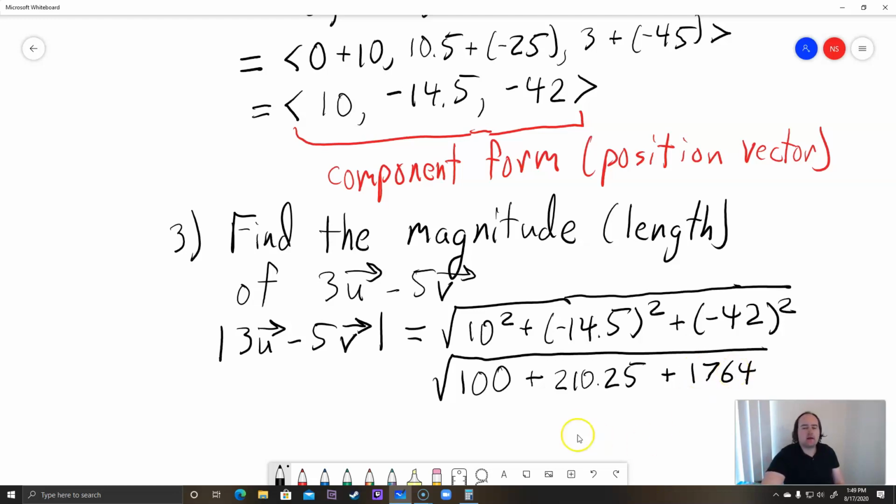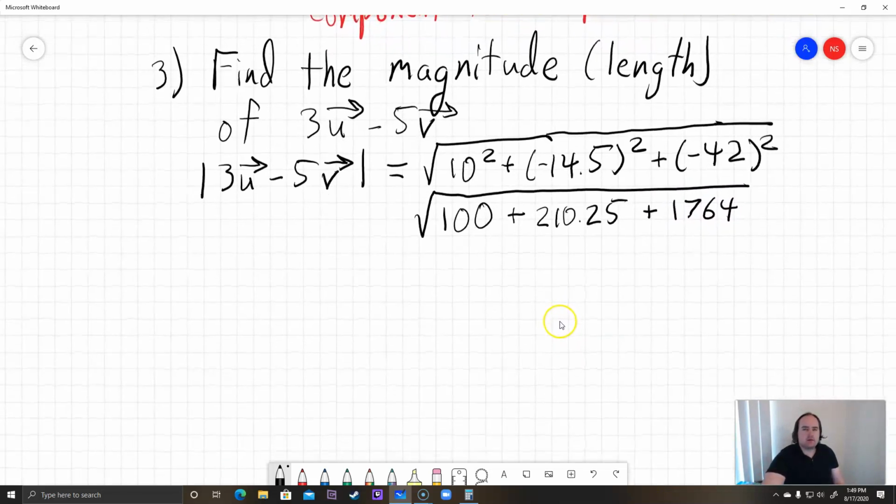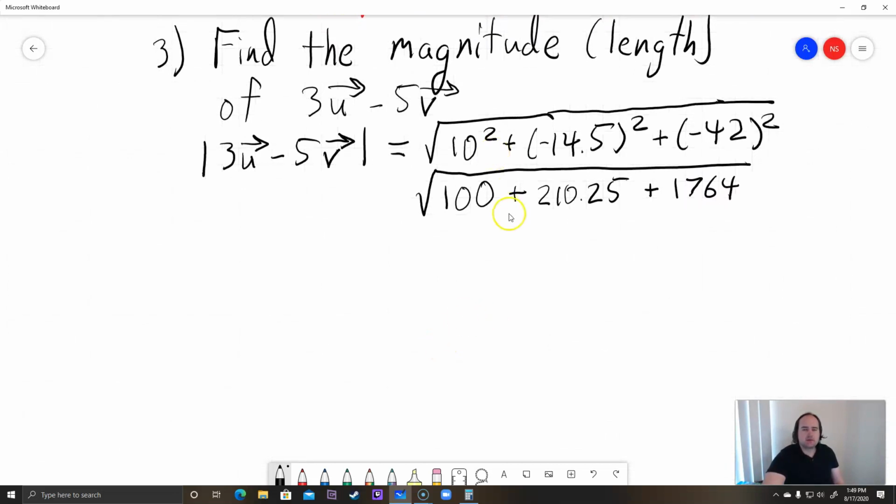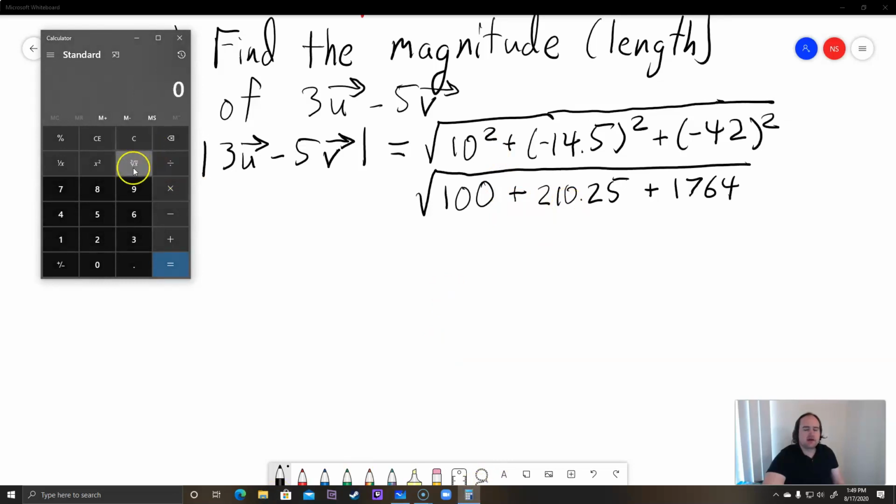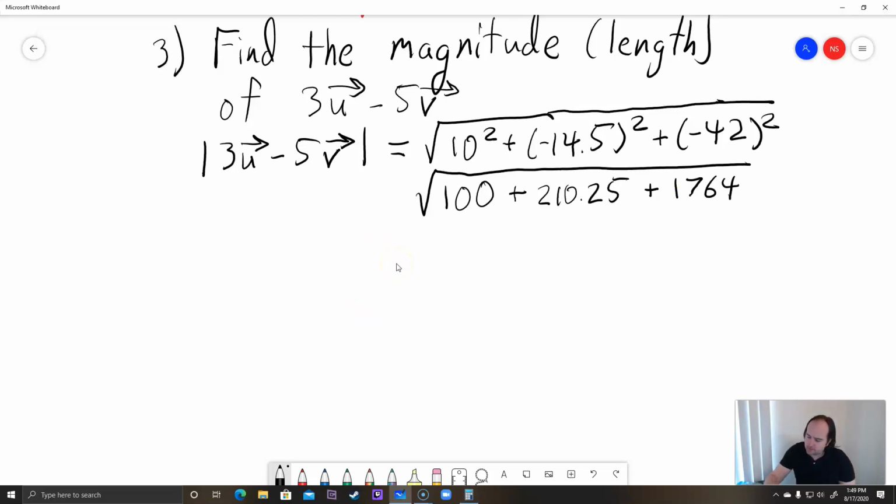Okay, and then obviously to combine all this stuff, we're going to want to use a calculator again. So we're going to do 100 plus 210.25. So clear the calculator. 100 plus 210.25 plus 1764 gives us 2,074.25.